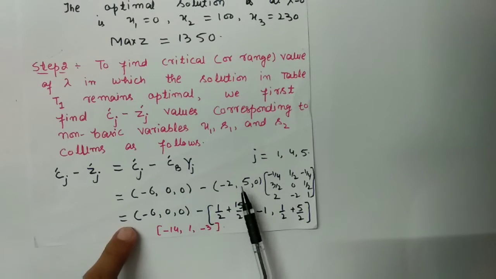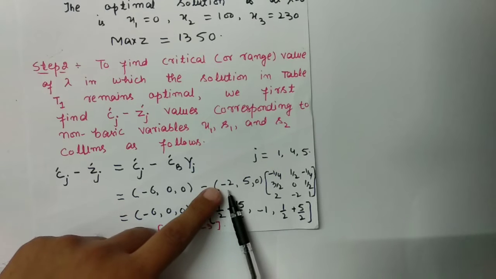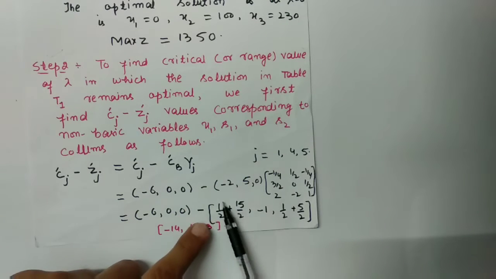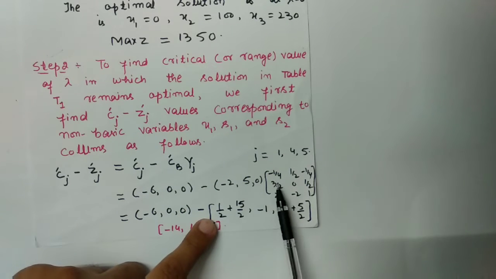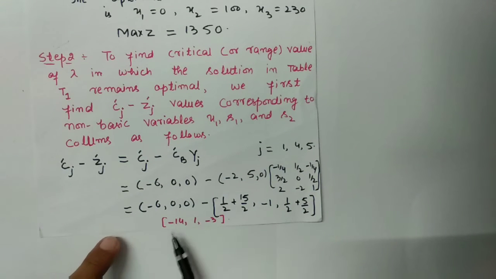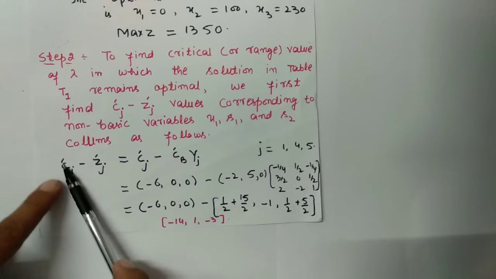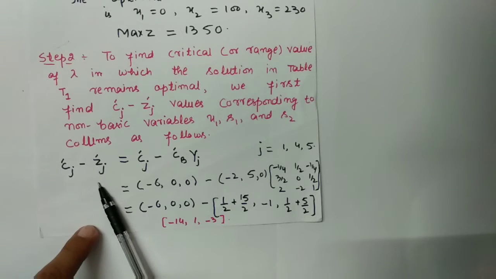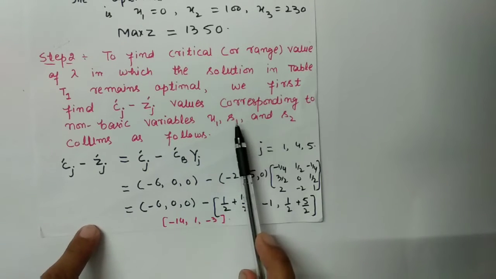Now I will multiply these two. After multiplying, I will get this result. That is, if we multiply -2 by -1/4, I will get 1/2. Then plus 5 multiplied by this, then 0 multiplied, and in the same way the others. And after subtracting these two values, I will get -14, 1 and -3. These are the values of Cj minus Zj corresponding to the non-basic variables x1, s1 and s2.